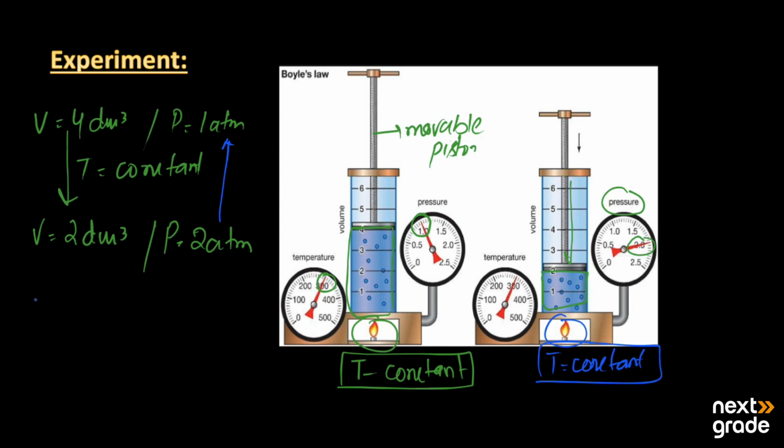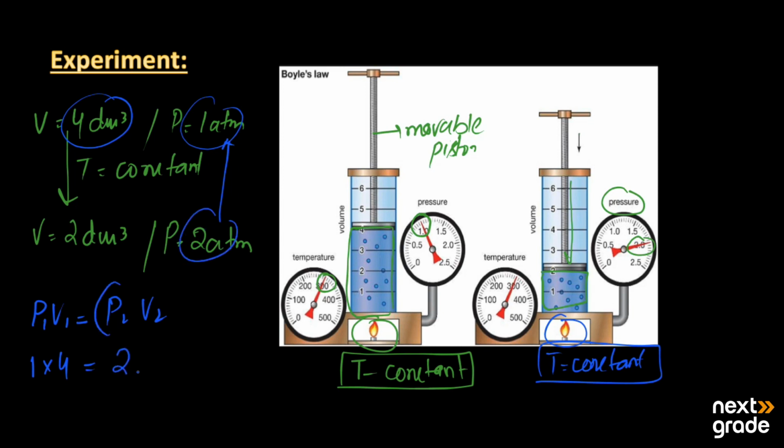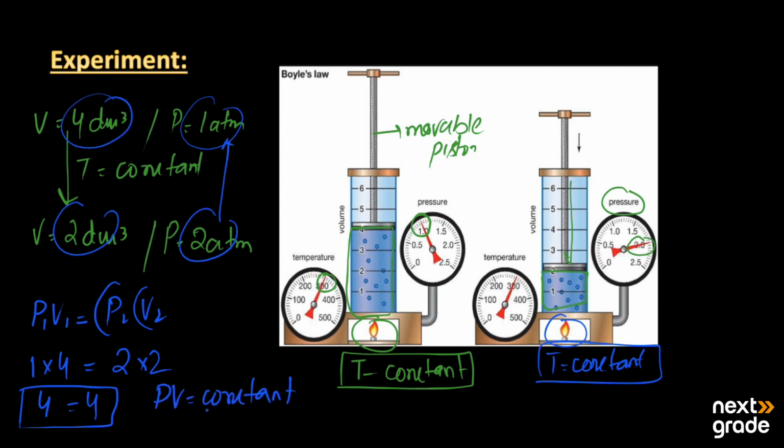He proved that the product P1 V1 is equal to P2 into V2. P1 is 1 atm and the volume V1 is 4. It is equal to P2, which is 2 atm, multiplied by volume V2, which is 2. So we have 4 is equal to 4. It means the product of P and V is a constant value. This was the simple experiment done by Boyle.